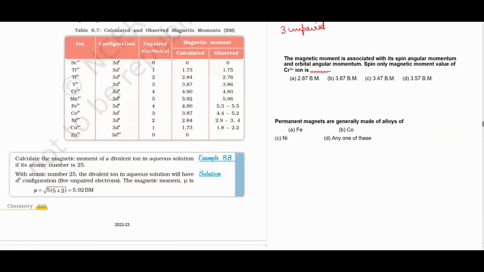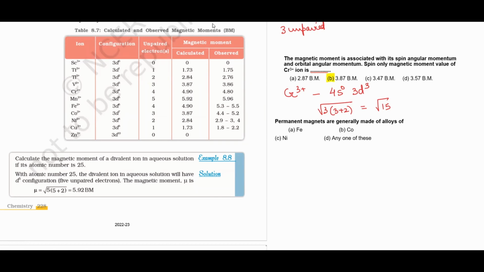Magnetic moment is associated with spin angular momentum and orbital angular momentum. Spin only magnetic moment for the chromium ion: what you have to do is take the chromium 3+ ion. The configuration for chromium is 4s1 3d5. This will be 4s0 3d3 for 3+. We have removed 1 from 4s and 2 from 3d, and we are left with 3 unpaired electrons. So root of 3(3+2), that is root 15. This is going to be the magnetic moment. So the answer is going to be 3.87 BM.